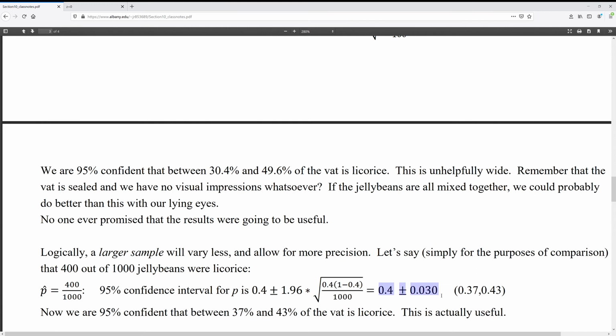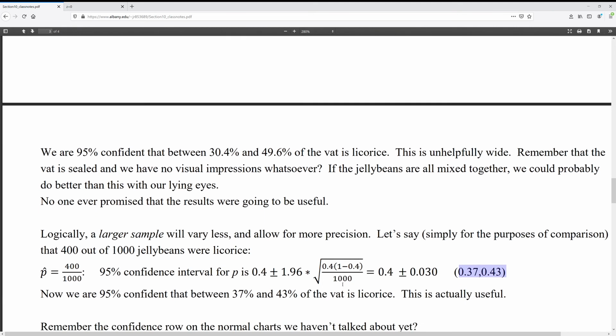Now your lying eyes are probably not going to be able to peg it down to somewhere between 37% and 43% of that being licorice. So a sample of size 1,000 is actually useful. We're 95% confident that the proportion of licorice in the vat is between 0.4 minus 0.03 and 0.4 plus 0.03, 0.37 to 0.43. This is actually useful, unlike the previous sample.